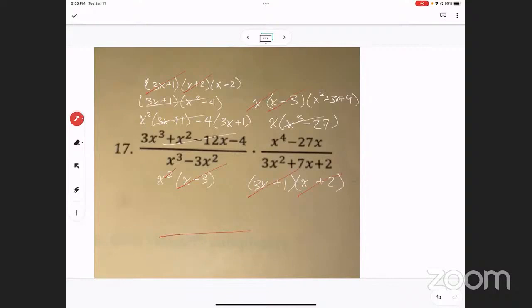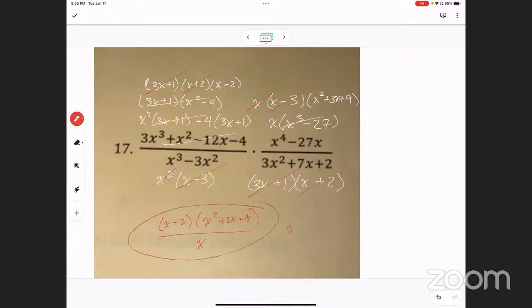Nothing. Notice I cancel everything but one of the x's. Do you see it? And in the top, what do I have left? x(x - 2) and then x squared + 3x + 9. So there's your answer.